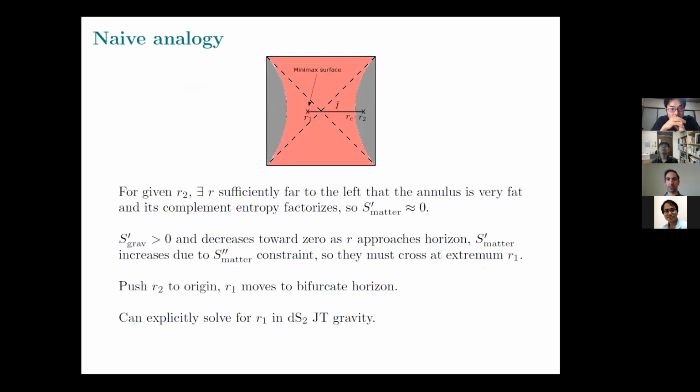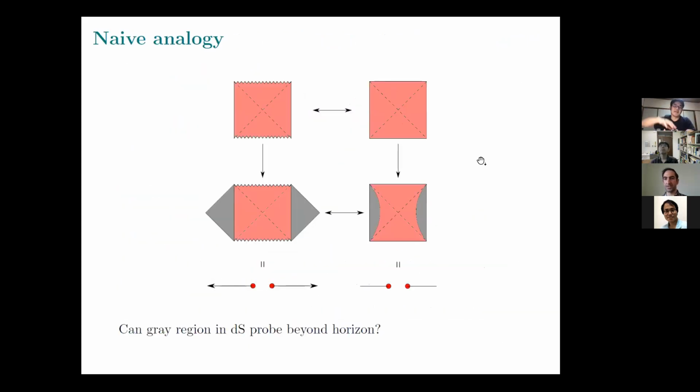Sorry, I don't know which Penrose diagram to go through. They all have crap on. Okay, let's go to this one. So here then there's an intersection.